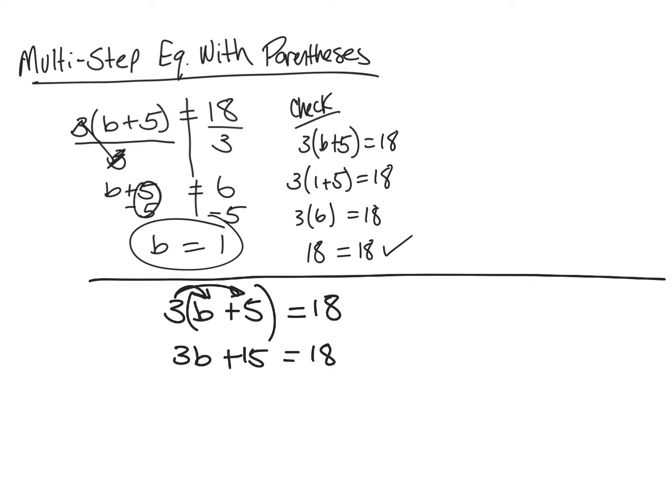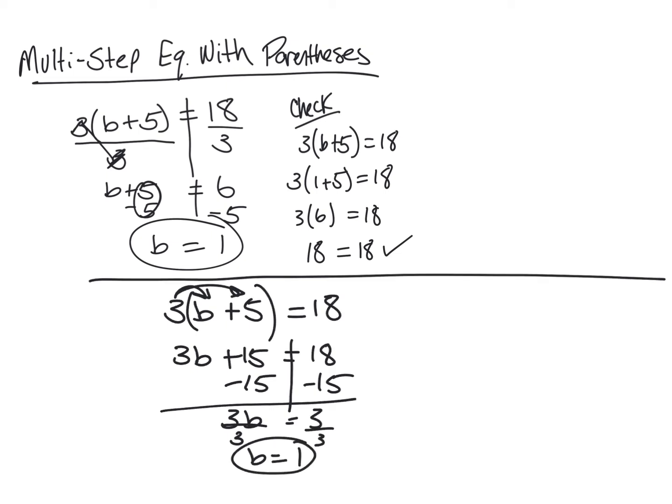We could have divided each of these terms by 3, but that would have been an extra step if we multiplied out the 3 and then divided out the 3. Or we could subtract 15 from both sides of the equation. We get 3b equals 3. And then we divide both sides by 3 to get b equals 1. Then we would do our check the same way we did up here. So that's 2 ways to do the same problem.